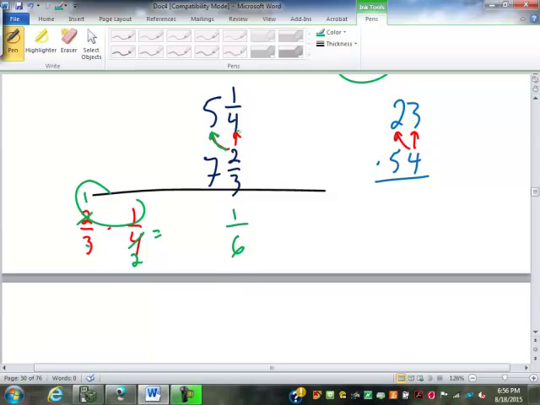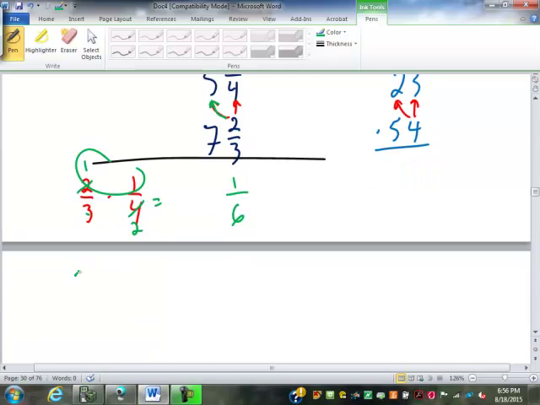Now the 2/3 times the 5. How do we multiply a fraction by a whole number? Put it over 1. Now it's a fraction. 2 times 5 is 10. 3 times 1 is 3. That is 3 and 1/3.